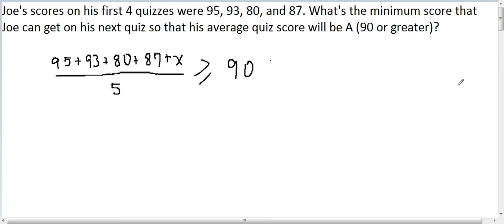First, let's go ahead and add the 4 numbers in the numerator of the fraction on the left-hand side. We want to add 95 plus 93 plus 80 plus 87. If we look at the ones digit, 5 plus 3 is 8, 8 plus 0 is 8, 8 plus 7 is 15. So we write the 5 and carry the 1. 1 plus 9 is 10, 10 plus 9 is 19, 19 plus 8 is 27, and 27 plus 8 is 35.